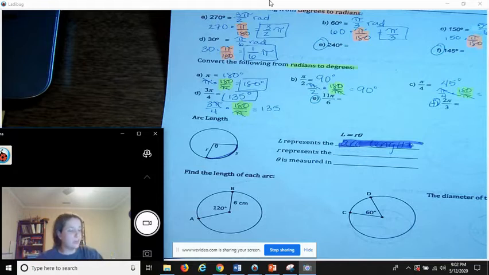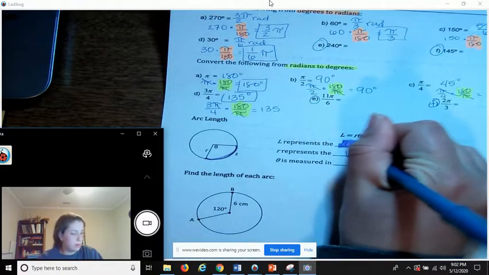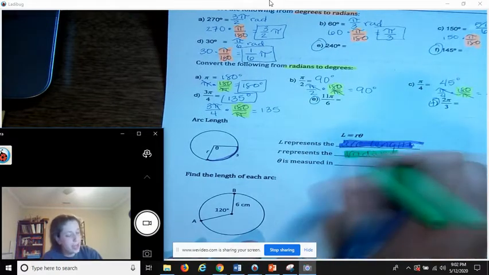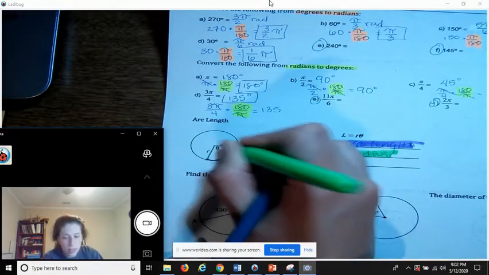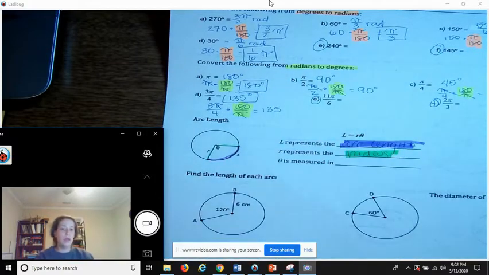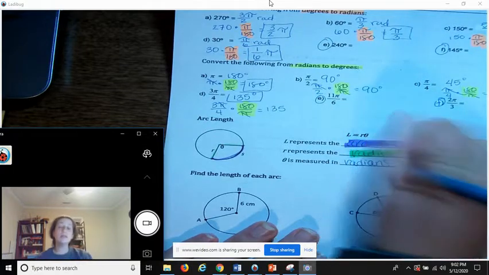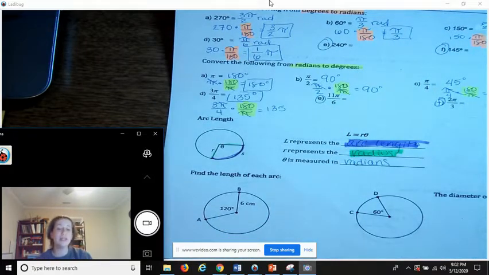R represents the radius. That's the length from the center to the edge. That's this one or this one. It can be either one. And theta is measured specifically in radians. So if you're given something in degrees, you have to convert it to radians first.